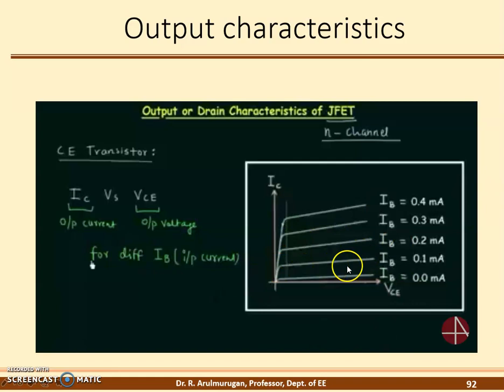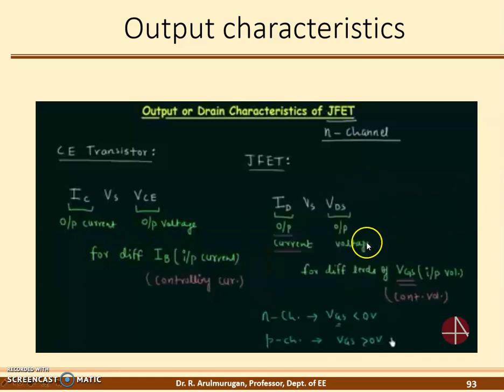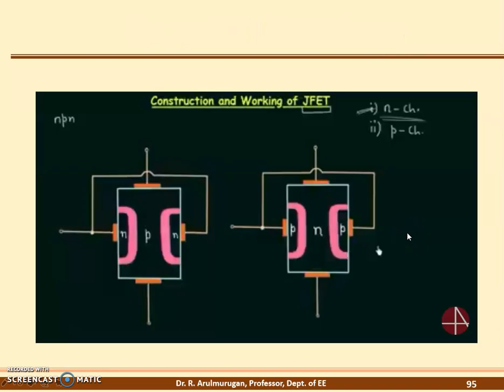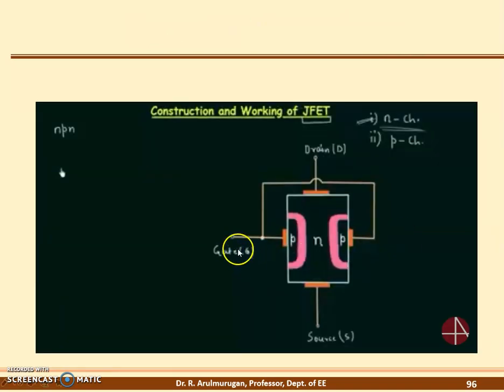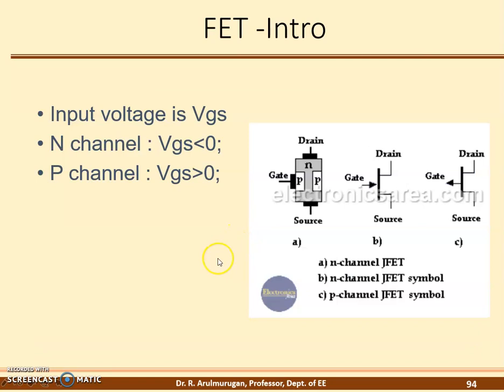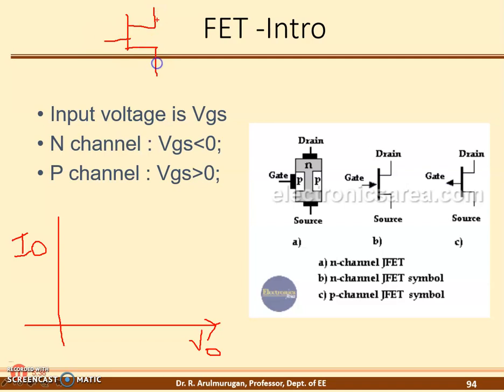Similarly, we are going to draw the FET diagrams. Here I will draw the output current versus the output voltage. What is the output current denoted by? You should draw the FET symbol: drain, source, and the gate terminal. So this is the output.